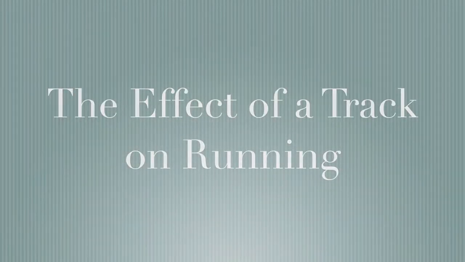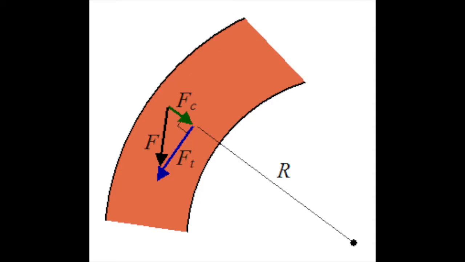The effect of a track on running. Sprinting around a turn can cause a slower time due to the centrifugal force experienced by a runner as they go around the turn. Also, the smaller the turn radius, the more effect it has on how fast you can run. Running around a turn forces the runner to produce a centrifugal force, Fc, in order to maintain a runner's curved running path around the track. F of t represents the tangential force associated with propelling the runner around the track.